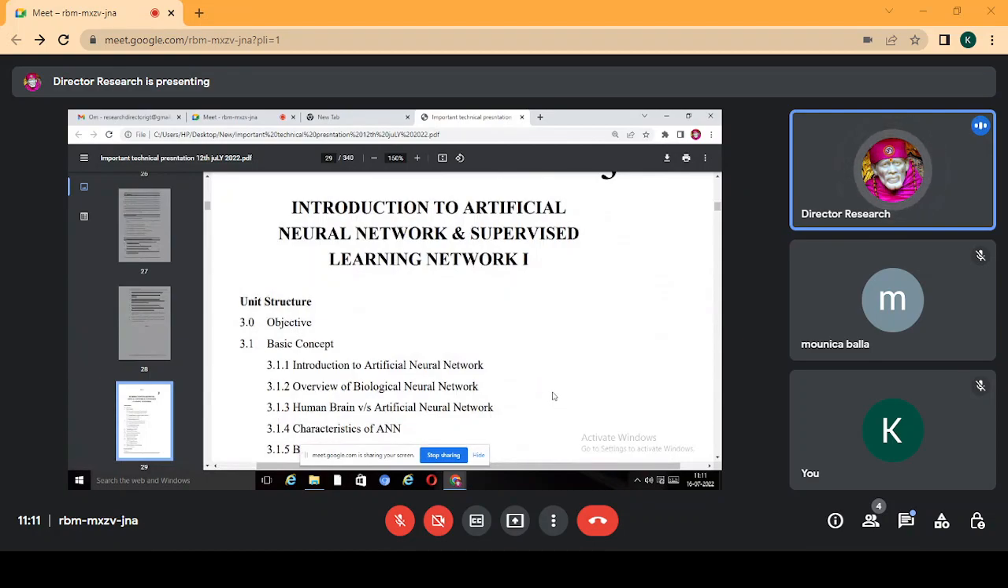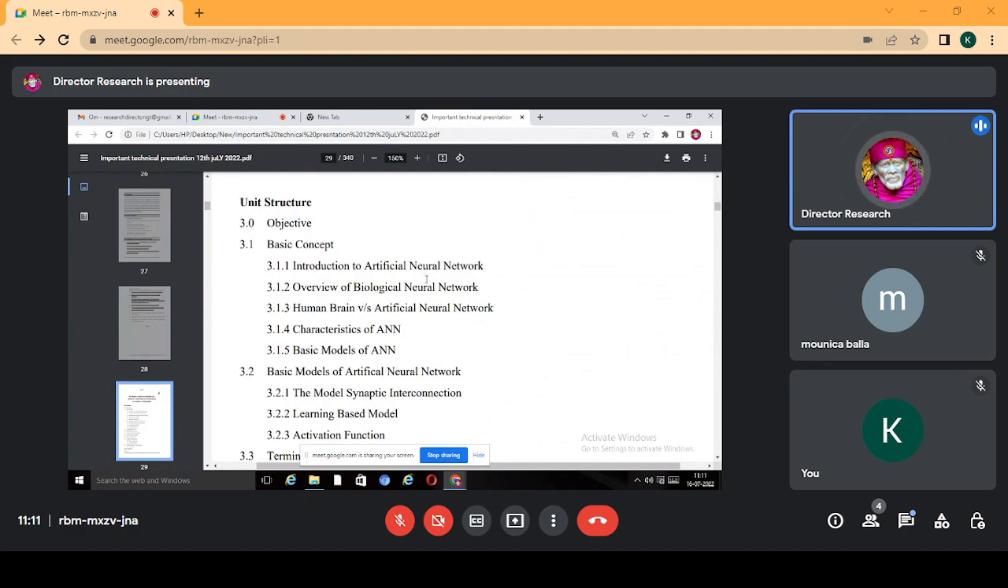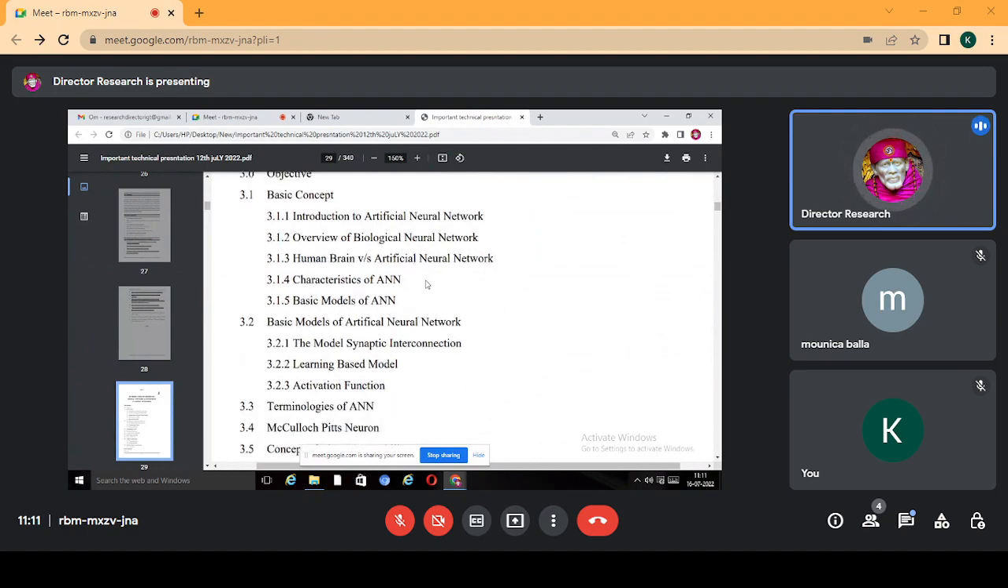Introduction to artificial neural network and supervising network. What are the objectives? What are the basic concepts? Okay, so introduction to artificial neural network, overview of the biological neural network, human brain versus artificial neural network, characteristics of artificial neural network, basic models of artificial neural network.